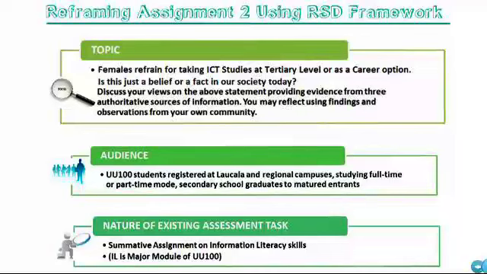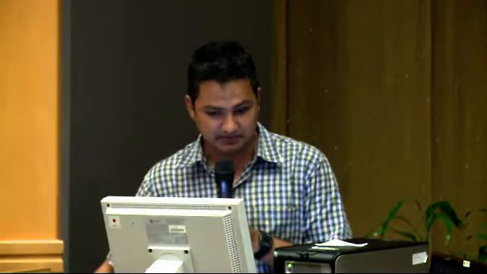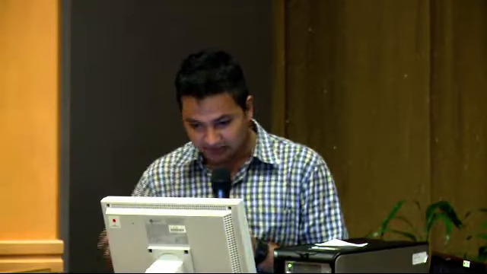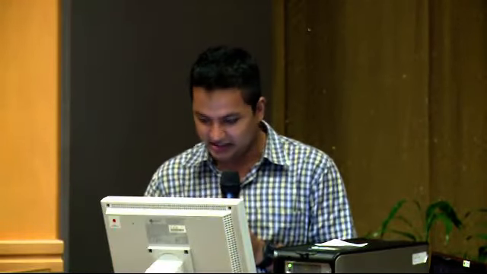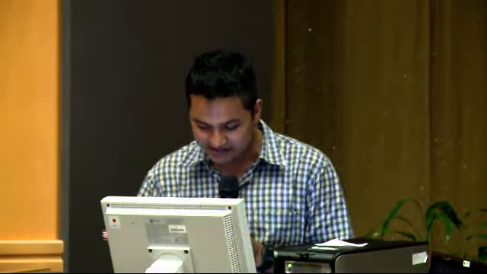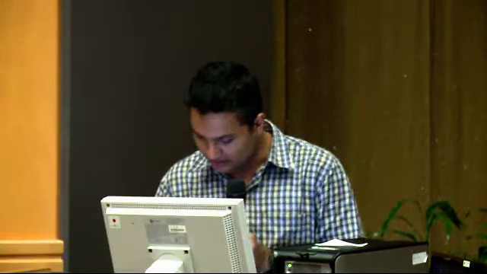Is this just a belief, or is it a fact in our society? So we thought this would highlight the gender divide in our communities. Also, we asked the students to discuss their views on this statement with evidence from authoritative sources. So we wanted students to conduct research to actually come up with a solution. And we believe that it was talking about ICT, it was talking about information literacy. We want to have an RSD framed assessment and also this gender issue.